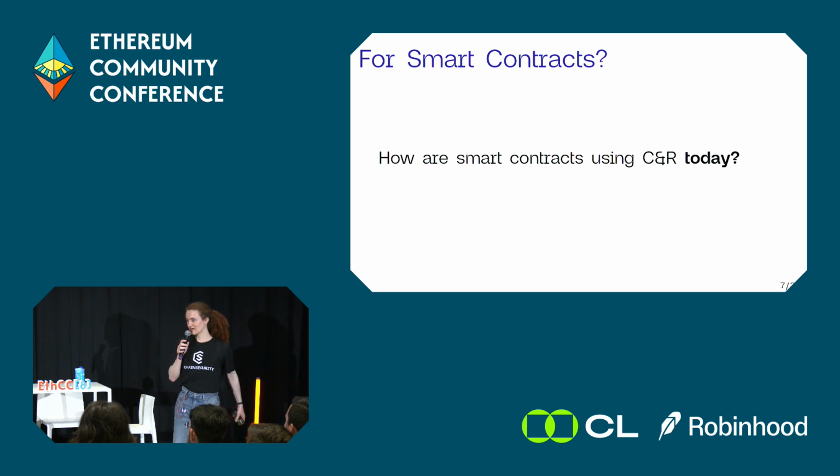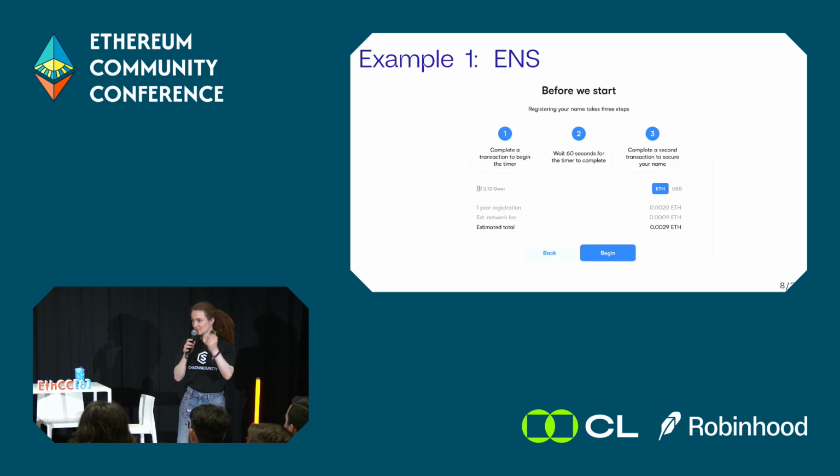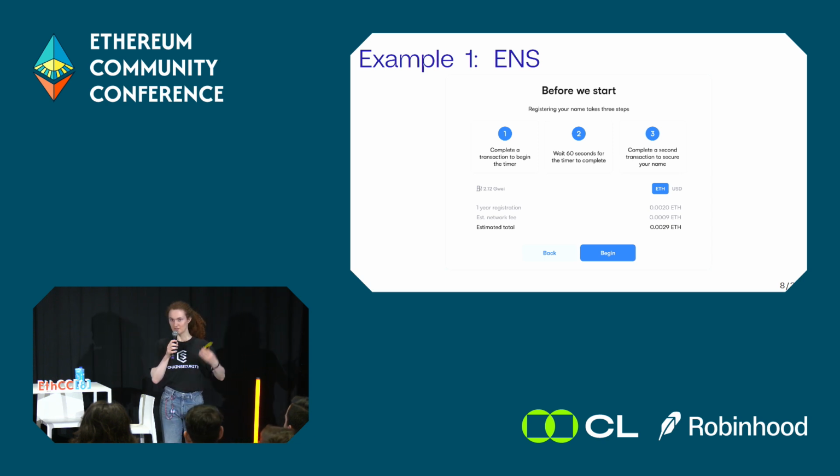And the other question is commit and reveal for smart contracts. How do smart contracts use commit and reveal today? I will show you 3 examples. The first one, you might have seen the screen, is ENS registration. When you go to register, you do 2 transactions. First transaction is committing to the name you want to register. And the second transaction is revealing that name and registering it that way.